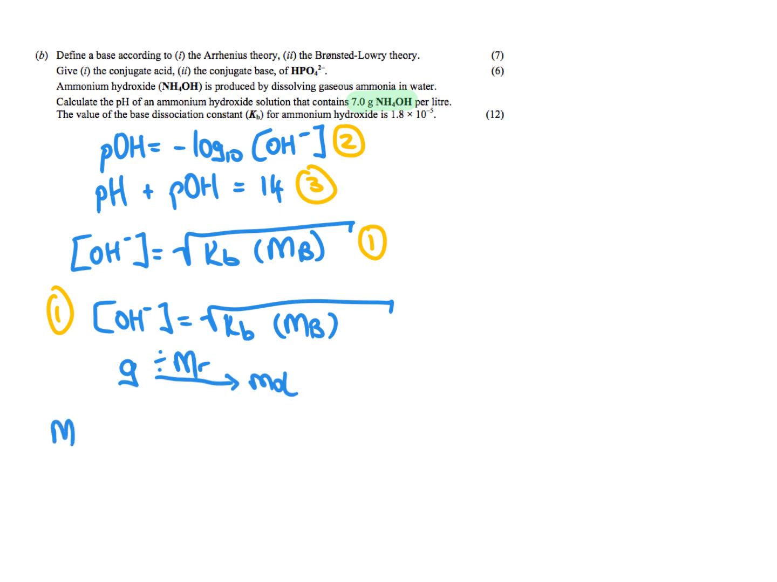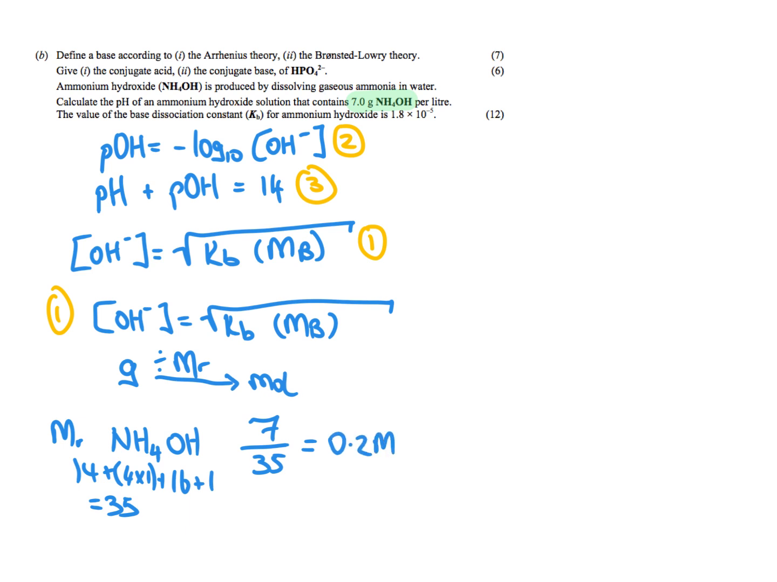Now you must remember, in Leaving Cert, you must write out your calculation to find the molecular mass in order to obtain your full marks. So I've just worked that out there, and it is 35 grams. So I need to take the number of grams that I have in the question, which is 7, and I need to divide that by 35. And when I do that, it gives me a figure of 0.2 moles per litre. So that is my value for the molarity of my base.